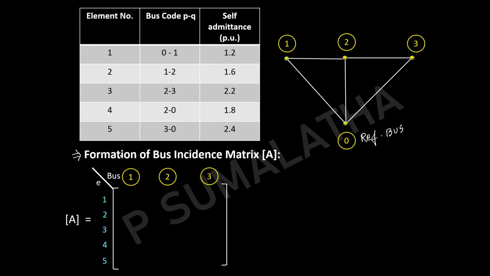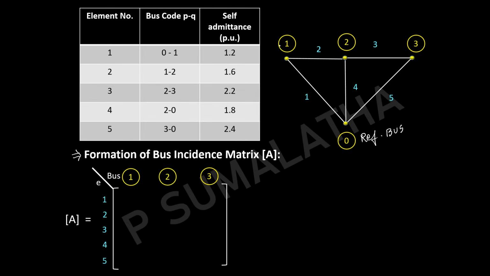If you recall the concept of incidence matrices that I explained earlier, whenever you are forming the element-node incidence or bus incidence matrix, you have to check node-wise how many elements are connected to a particular node, that means how many elements are incident to a particular node. For that, first let us mark the element numbers: the first element, and here the second, third, fourth and fifth elements.